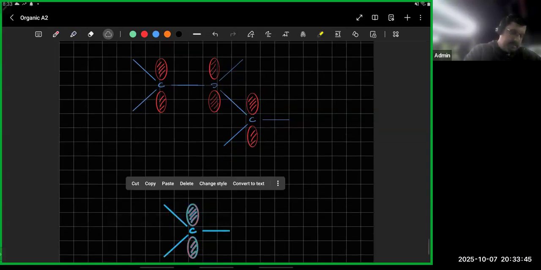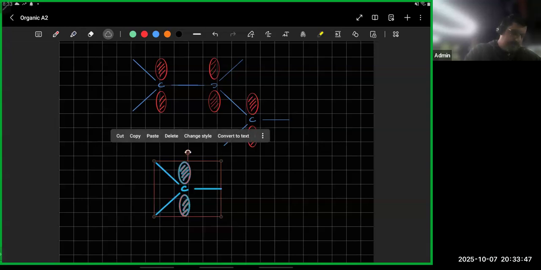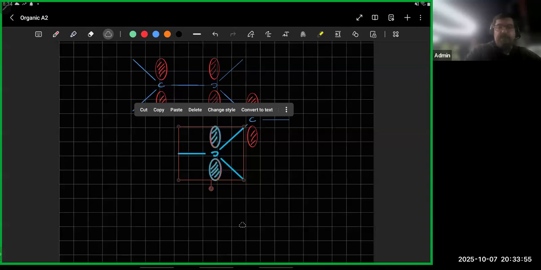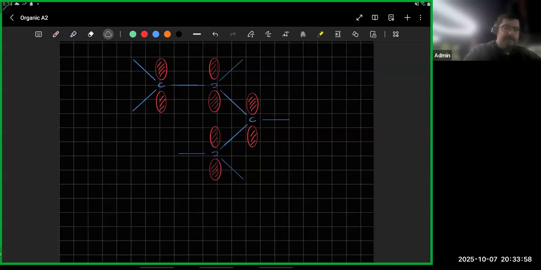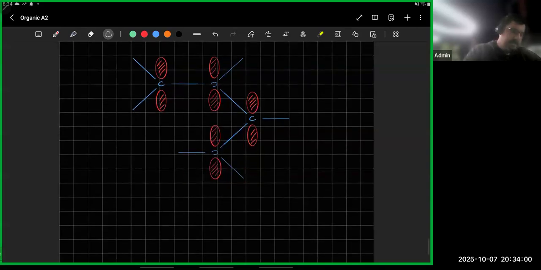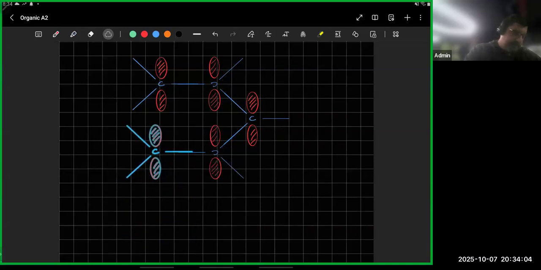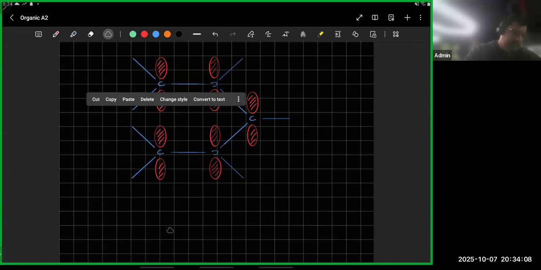Then there's another one. So that one is also trying to make a sigma bond. अभी तक सही बन रहा है, ठीक है? And then eventually there would be six of these. So this is सही बन जाए. This is trying to make a sigma bond.